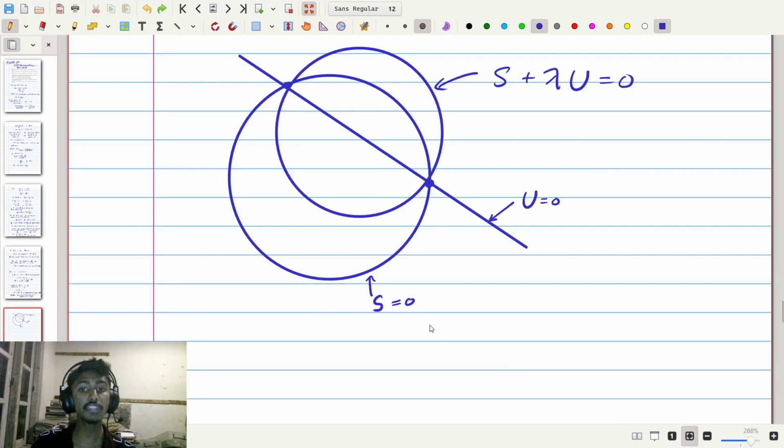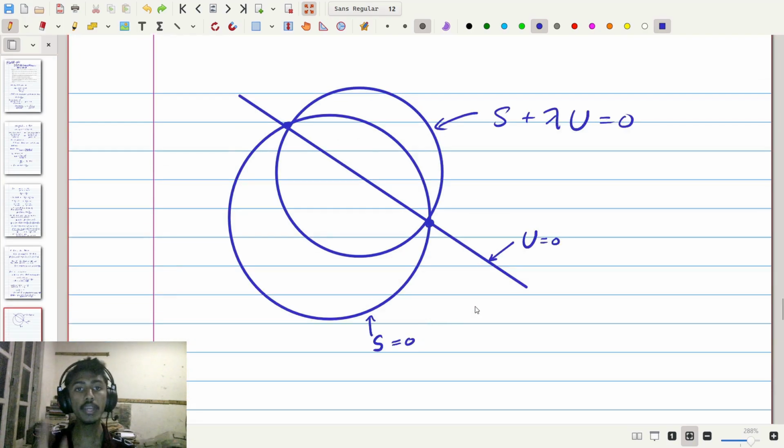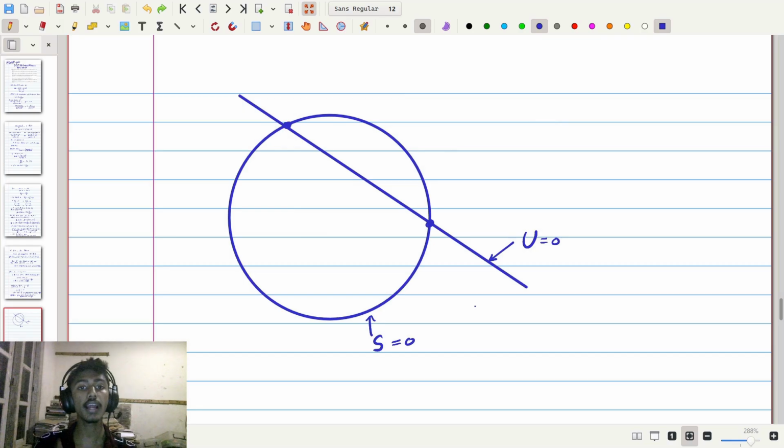So given the circle s equals 0 and the line u equals 0, we know that one of the intersection points of this line and circle is going to be the point B, and the other point is the point we're looking for, since those 2 points are the only 2 points lying on all of the circles of the form s plus lambda u equals 0 for all values of lambda. So out of these 2 points, one of them is B and the other is some other point that we don't know. Since I've already used A, I'll call this point C.